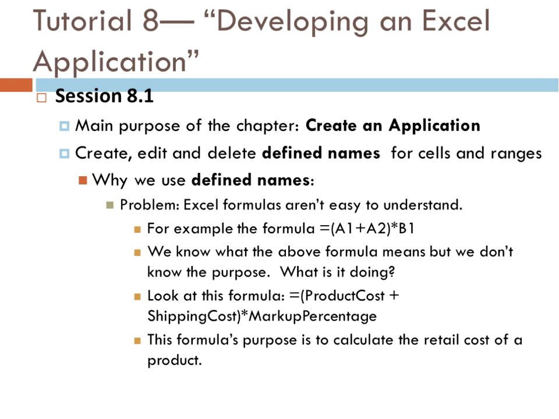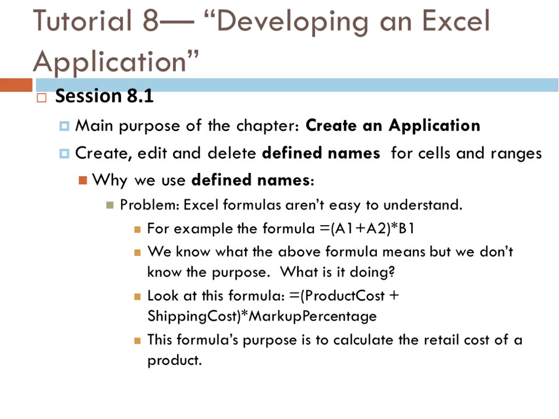So the main purpose of this tutorial is to create an application. And one of the ways that you go about creating an application is using defined names. So what are defined names and why do we use them? Well, most Excel formulas aren't easy to understand. You don't really know what the content of the cells are. So, for example, take the formula A1 plus A2 times B1. Do we really know what that is about? No. But if I made a reference to A1 as product cost, and A2 as shipping costs, and then multiply that by the market percentage, then I'll know what that really means. And then we see that the formula's purpose is to calculate the retail cost of a product. So this is what we mean by defined names. We get into the cell and we define the name of that cell. So that is what a defined name is.